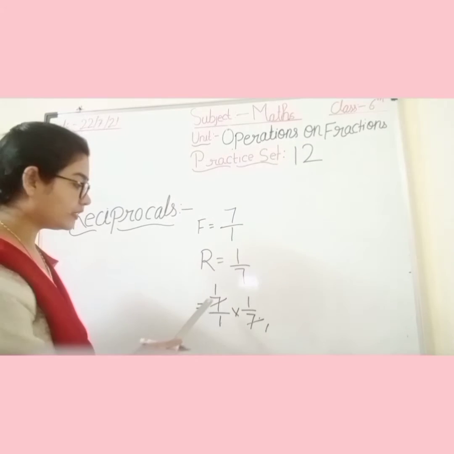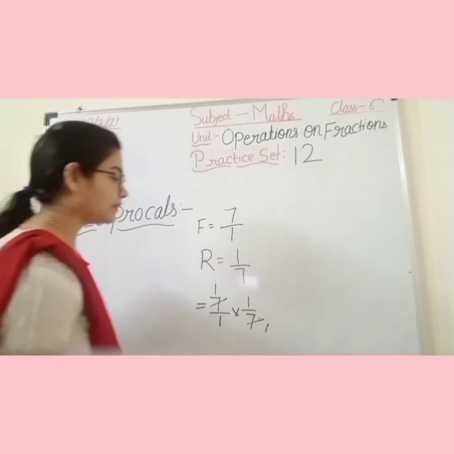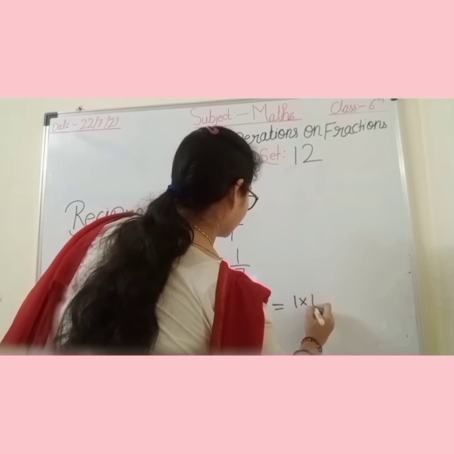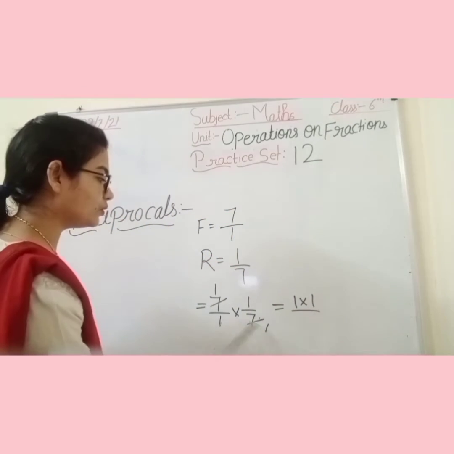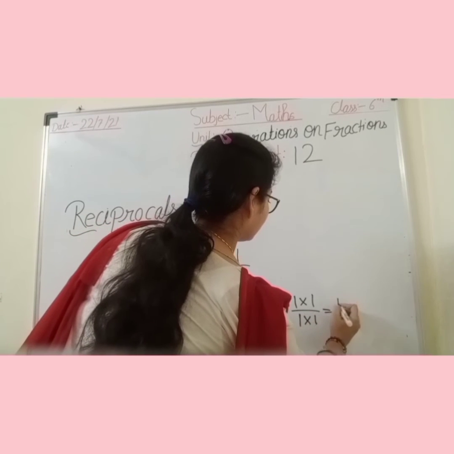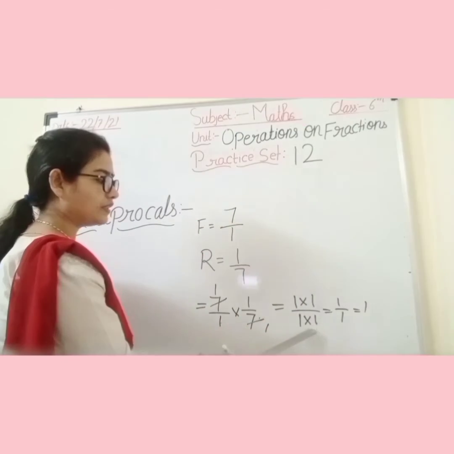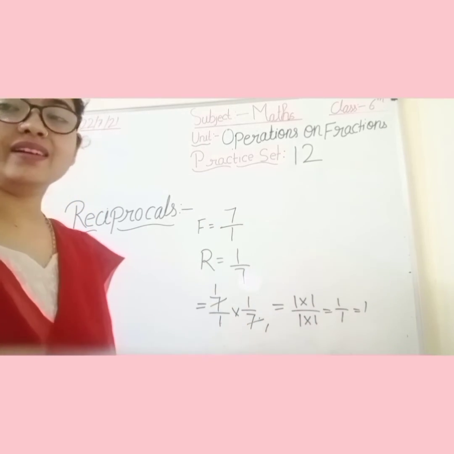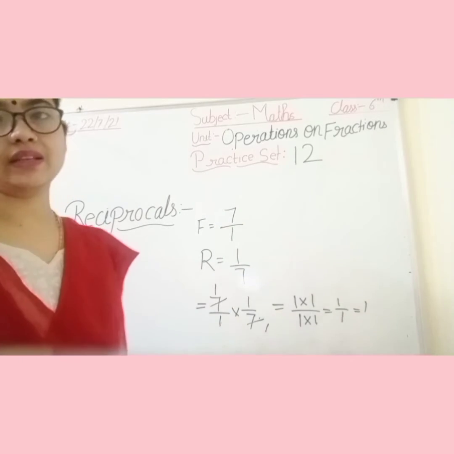In the numerator you can say here also 1, here also 1, and in between these two there is the sign of multiplication. And in the denominator also 1 into 1. So 1 into 1 is 1, 1 into 1 is 1. So 1 divided by 1 is 1. So you are getting here 1. When you multiply the fraction and its reciprocal, you will get 1. Okay student?